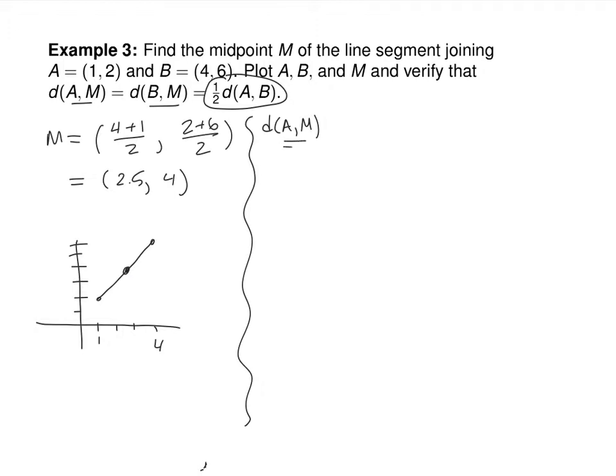So apply the distance formula with point A and point M. So that's the root of what? x2 minus x1 squared, y2 minus y1 squared.